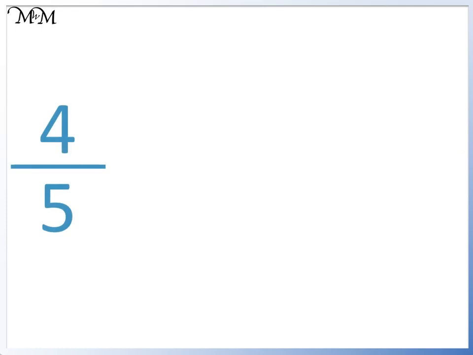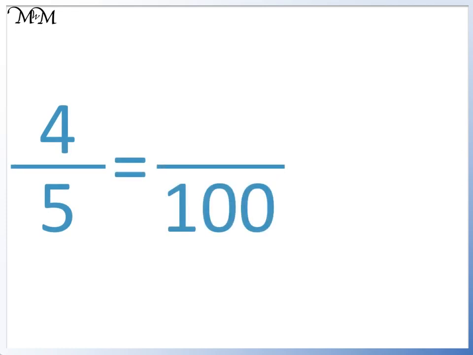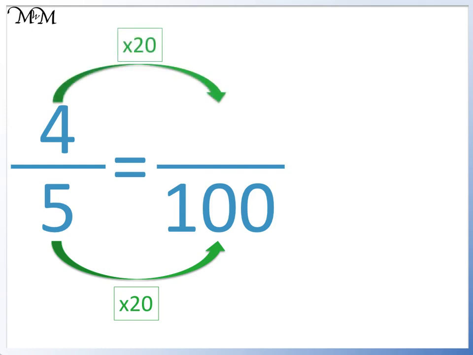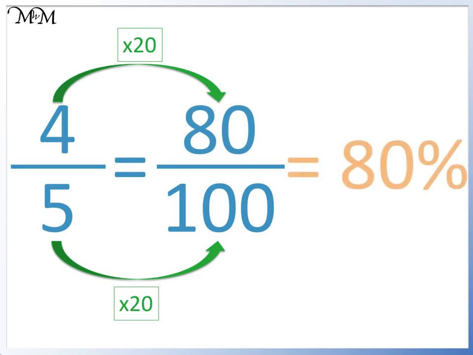This can also be done in one step, converting straight from fifths to 100ths. 5 divides into 100 20 times. So to get from 5 to 100, we times by 20. We therefore need to multiply 4 by 20. 4 times 20 equals 80. So we have 80 out of 100, which is 80%.